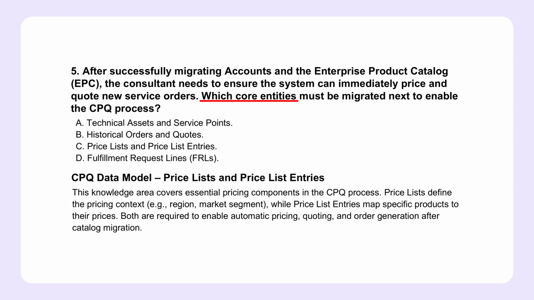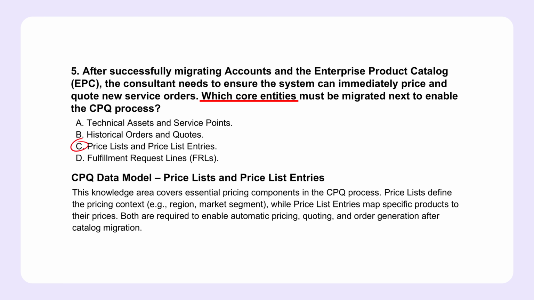This is such a classic dependency check, and it's a total roadblock if you miss it. The crucial answer, the non-negotiable: price lists and price list entries. So even if the entire product catalog is perfectly migrated, the system is basically dead in the water for sales without the pricing info. Absolutely.